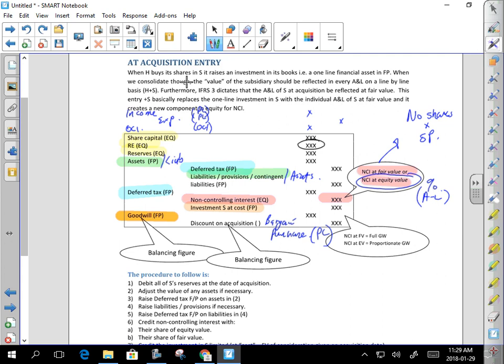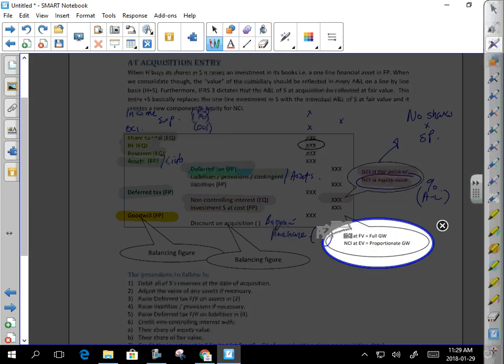Right. So just another way to word that, I've written down for you over here. Your balancing figure for goodwill is either full goodwill, which as the name implies, is everything, including NCI, or proportionate, just our proportion. That is to say, excluding NCI.